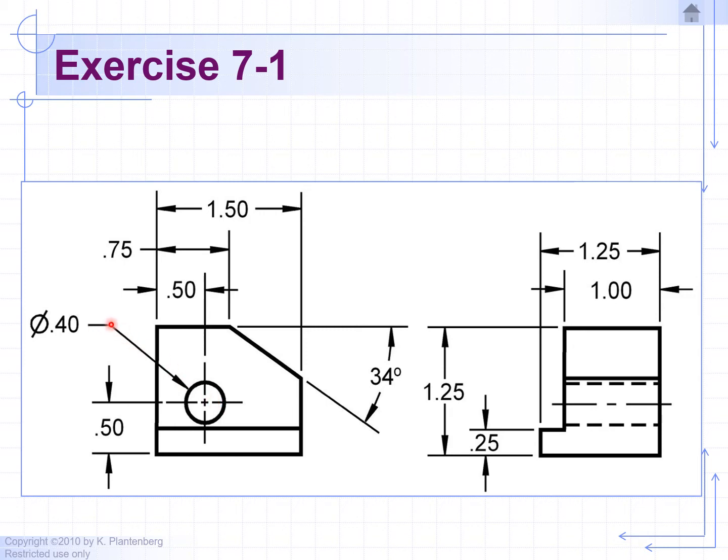45 degrees in angle. Avoid using a leader that's horizontal or vertical. Give it an angle so it stands out separate from the dimension lines. Also note that the arrowhead is pointing towards the center of the hole. Okay, let's take a look at the right-hand side view.